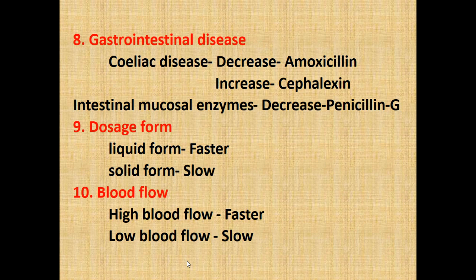Then dosage form: simple liquid dosage form will absorb much faster, followed by semi-solid, and last is the solid. Then blood flow. High blood flow will absorb the drug faster, low blood flow will be slow, because high blood flow will remove whatever drug is absorbed. That's why the concentration gradient will always be maintained, high and low. That's why absorption of the drug will be very fast.